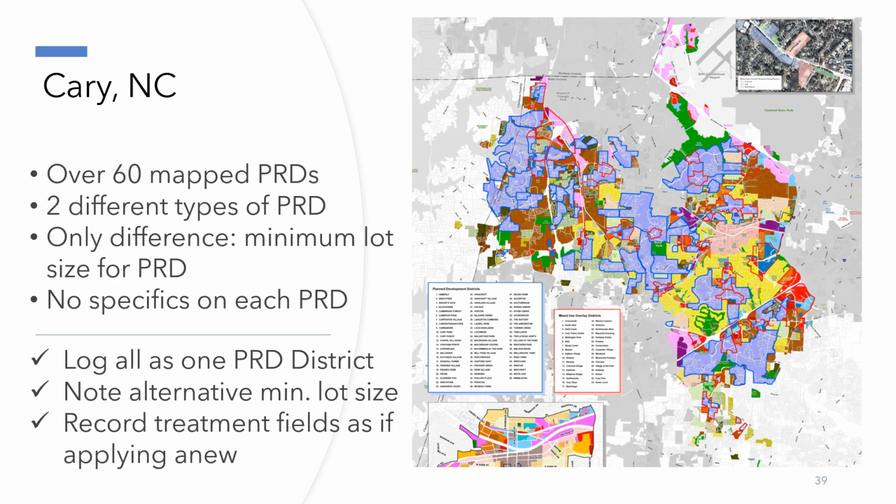So how did we log this one? Well, we logged it as one PRD district. All of these, both outlined in blue and red, are logged as one PRD district. We noted alternative minimum lot sizes, and we recorded the treatment fields as if they were applying for new PRDs, because each one of these over 60 PRDs could have different types of housing and different uses within them. But we won't know that from the zoning.